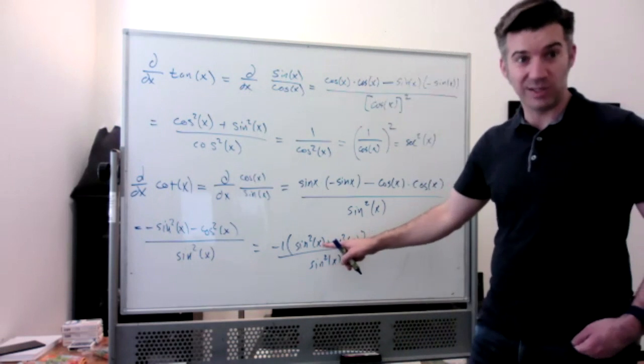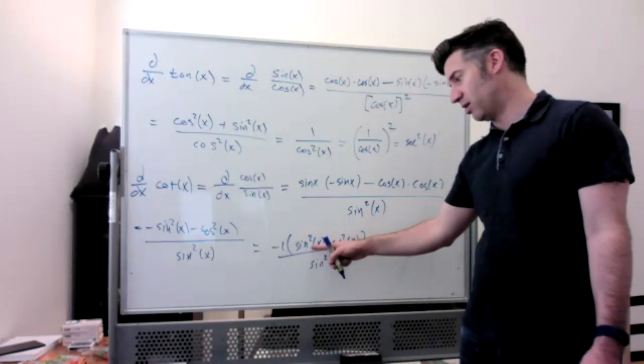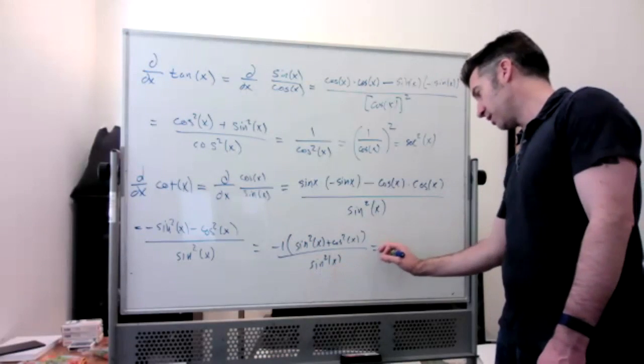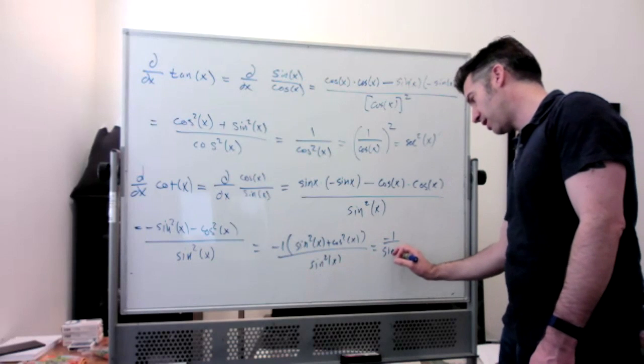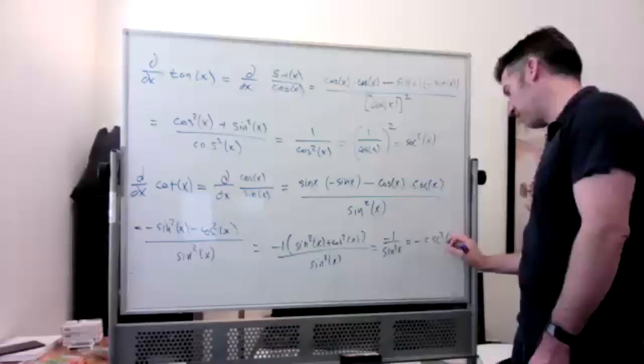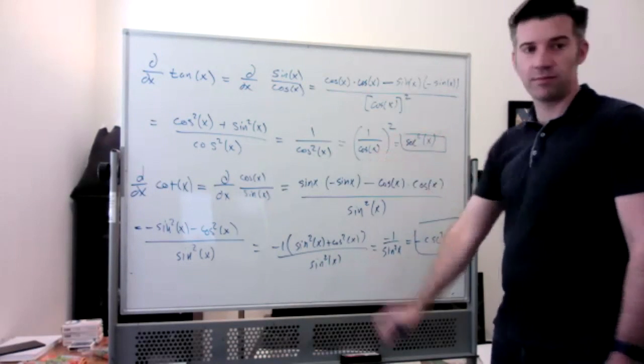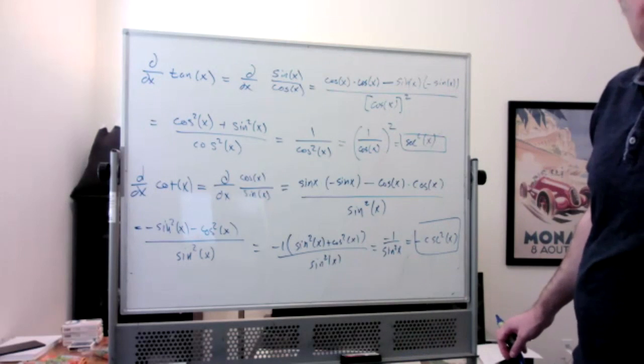And sine squared x plus cosine squared x is 1. So I get -1 times 1 over sine squared, so -1 over sine squared x, which is negative cosecant squared of x. And that's the derivative of tangent and cotangent.